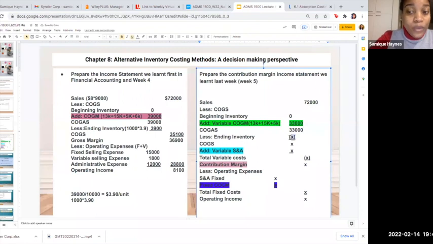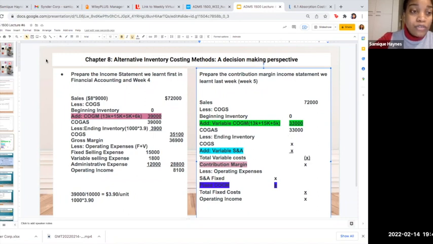So now we have to calculate what our ending inventory is going to be. Are we going to use the same unit cost that we've calculated down here, $3.90? Is it going to be the same one to find this ending inventory? Everyone's quiet because everybody's lost. I'm feeling like people are not following today.